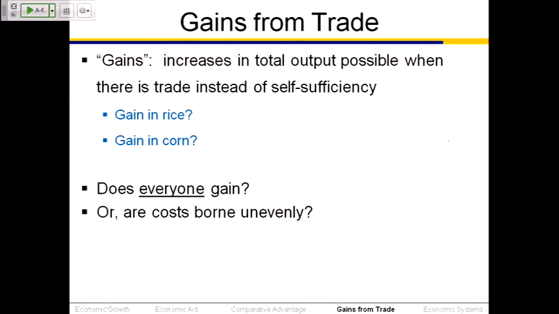When there are gains from trade, does everybody gain? Are the costs borne unevenly? Well, let's look back and see what's happening here. What do we have? We've got Alta.